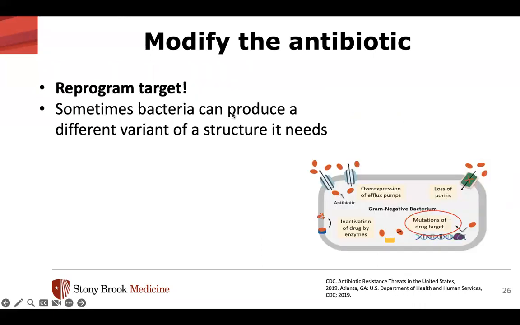And then the last one, or another way, is reprogramming the target. Sometimes bacteria can produce a different variant of a structure they need. For example, vancomycin-resistant bacteria make a different cell wall compared to susceptible bacteria. The antibiotic is not able to interact as well with this type of cell wall. So that's an example of reprogramming the target so that the bacteria are able to survive.